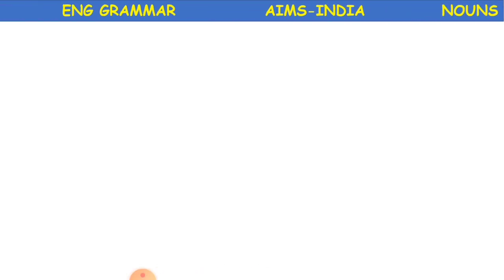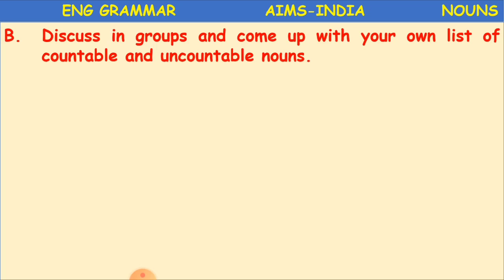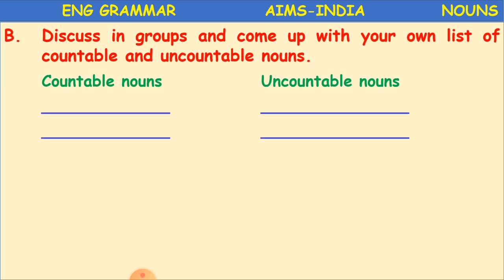Clear, children? Now one more work for you. Discuss in groups and come up with your own list of countable and uncountable nouns. You can discuss with your brothers or sisters or parents and write some countable and uncountable nouns.